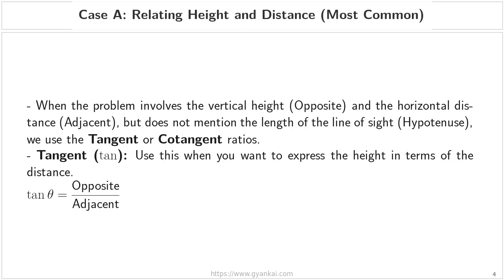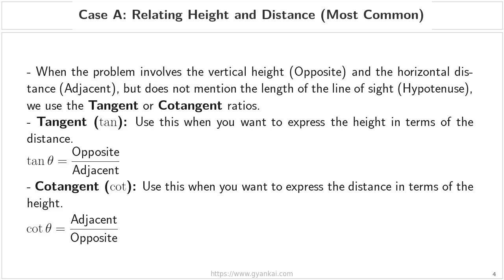First, let's look at tangent. You'll want to use tangent when your goal is to find the height by using the distance you already know. Mathematically, we express this as tangent theta equals the opposite side divided by the adjacent side. On the other hand, if the problem is set up such that you need to find the horizontal distance using the height, you can use the cotangent ratio. This is expressed as cotangent theta equals the adjacent side divided by the opposite side.